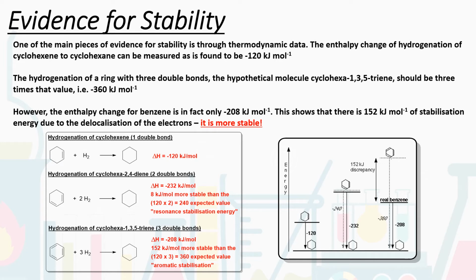The reason this comes about is something called resonance stabilization energy. This is the idea that these double bonds can move about. They don't necessarily have to be on those two carbon atoms, they can move elsewhere. And this extends to the hypothetical molecule cyclohexa-1,3,5-triene. Remember, that doesn't actually exist. Benzene, with the delocalized system, is the thing that exists. Theoretically, it should be 3 times the value of cyclohexene, 360 kilojoules per mole. The actual enthalpy change is minus 208 kilojoules per mole. So it's a massive 152 kilojoules per mole more stable than expected. That stability is due to the delocalization of the electrons, the aromatic stability. That's what makes it so stable: these electrons can delocalize across multiple carbon atoms.